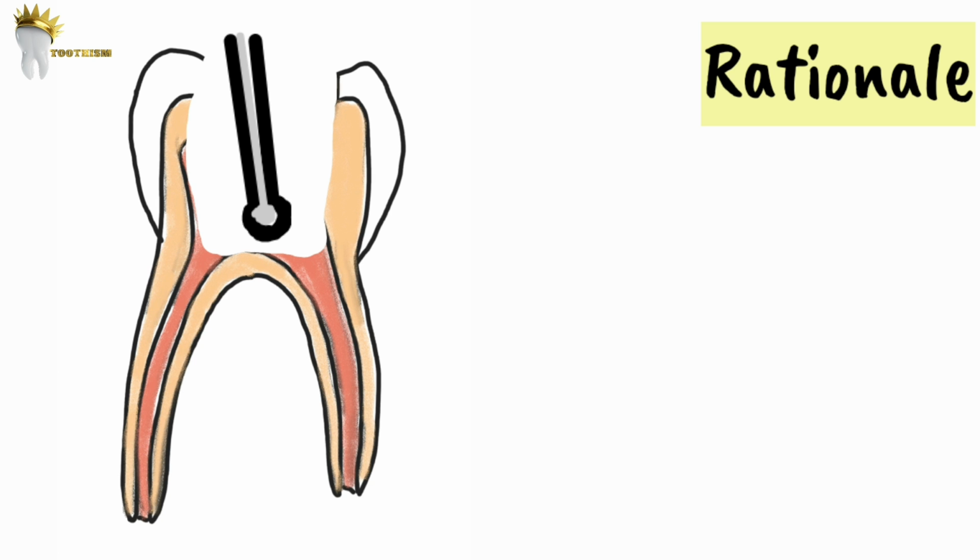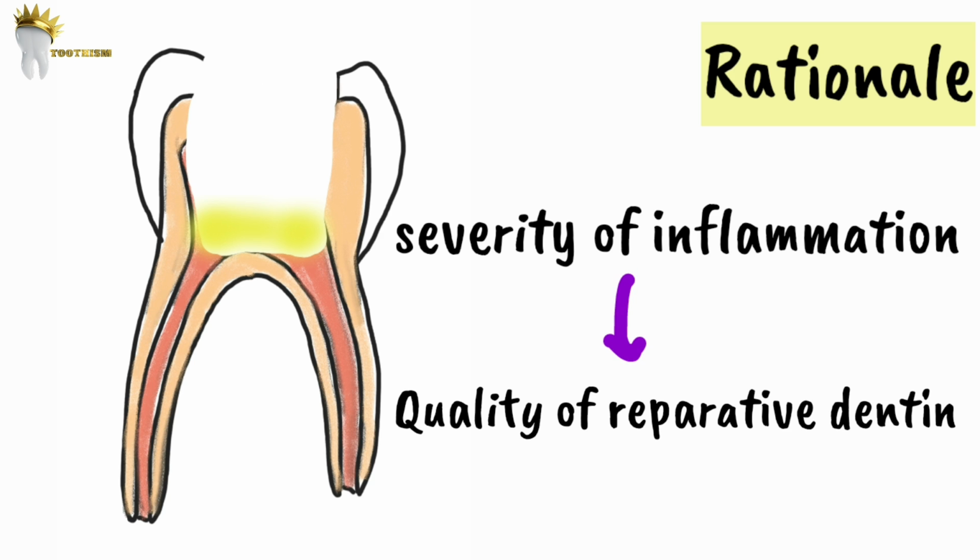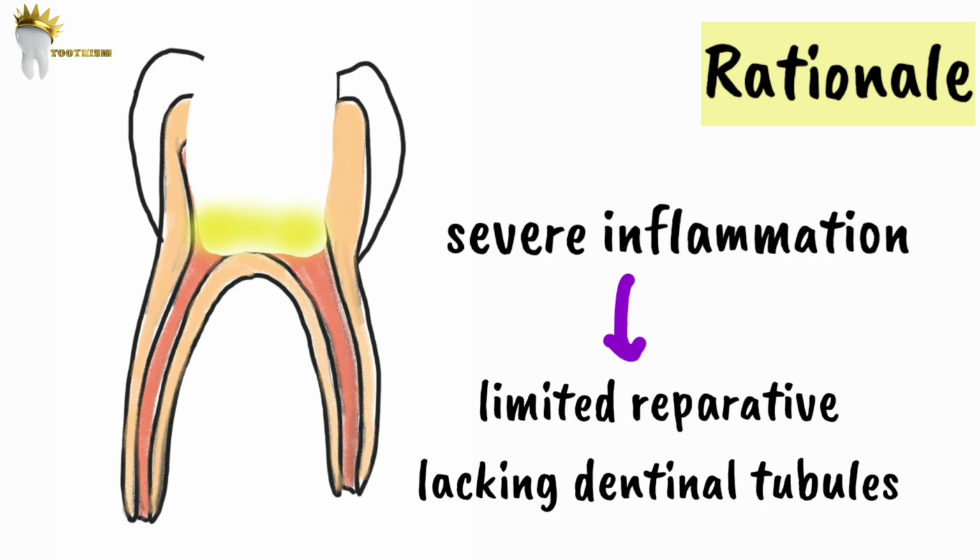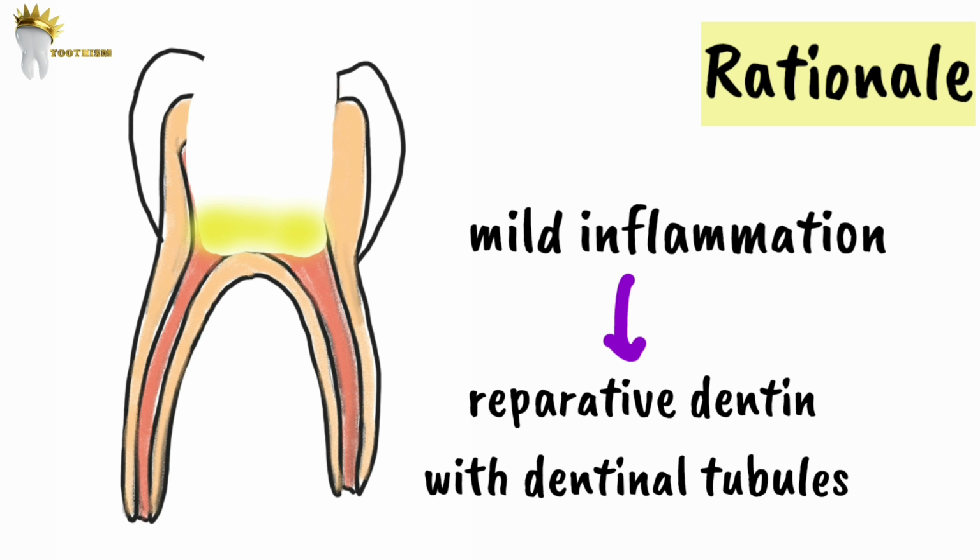What is the rationale of this therapy? The inflamed coronal portion of the pulp is removed and a dressing is placed over the pulp stumps to protect it, and this promotes healing. Now, the severity of the inflammatory process will determine the quality and quantity of the reparative dentine produced in the dentinal bridge. For example, in cases of severe inflammation, there will be limited reparative dentine produced, which could be void of dentinal tubules, whereas mild inflammation will produce reparative dentine with varying numbers of dentinal tubules.